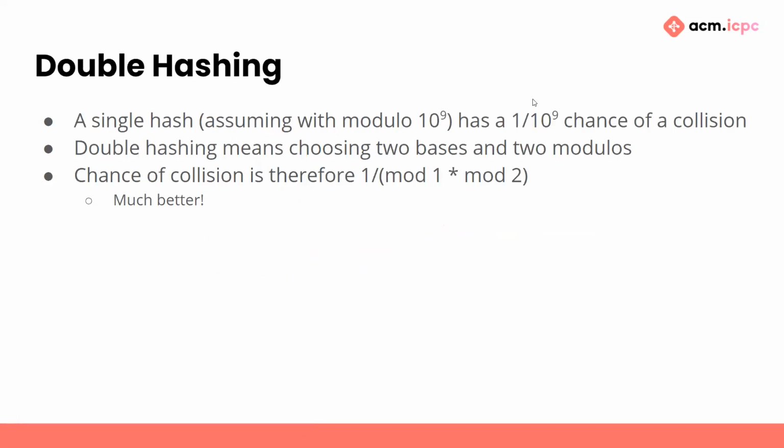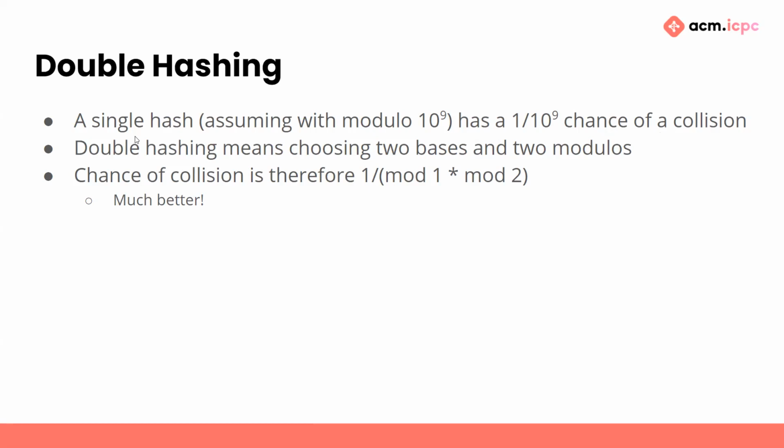And to minimize the chance of a collision, a lot of people do what is called double hashing. So a single hash has a 1 over 10 to the 9 chance of colliding. And that's assuming we take the modulo 10 to the 9. So essentially it has a 1 over m chance of colliding, where m is the modulo.